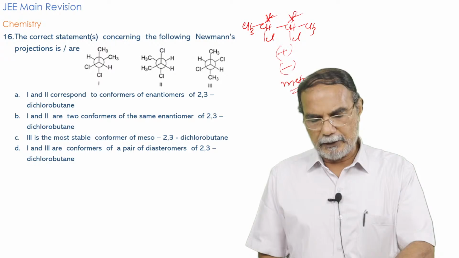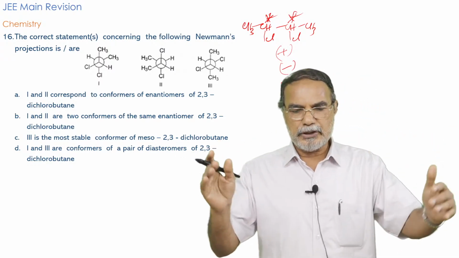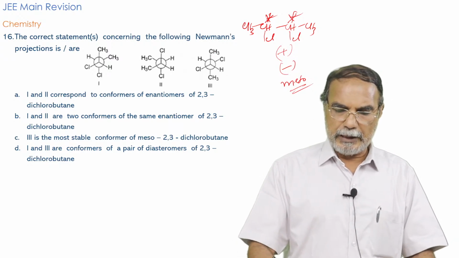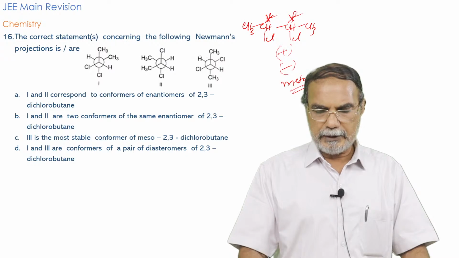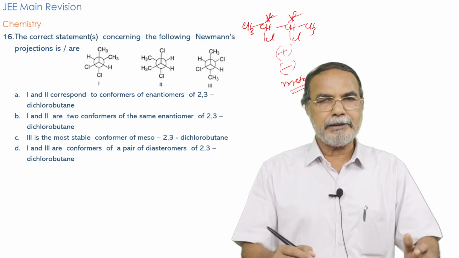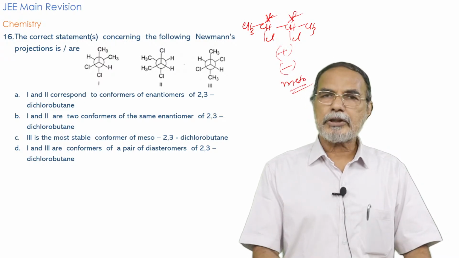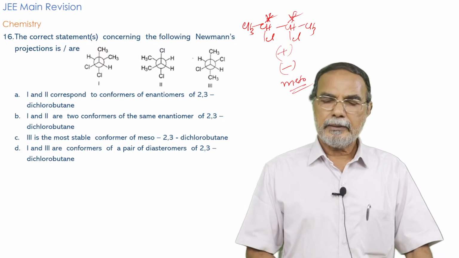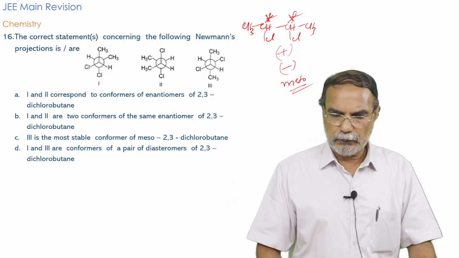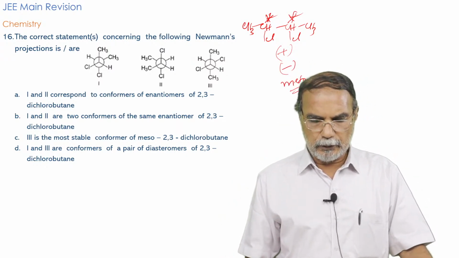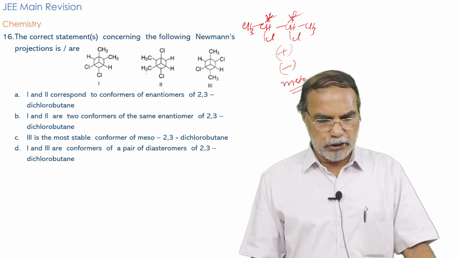Obviously, the third one is the one in which all the groups are anti with respect to each other. The 2 methyl groups are diametrically opposite, the 2 chlorine atoms are again anti, and the 2 hydrogen atoms are anti. And that is the most stable conformation among these 3, and it represents the meso form of 2,3-dichlorobutane. So 3 is the meso form, and 2 and 1 are the enantiomeric forms.